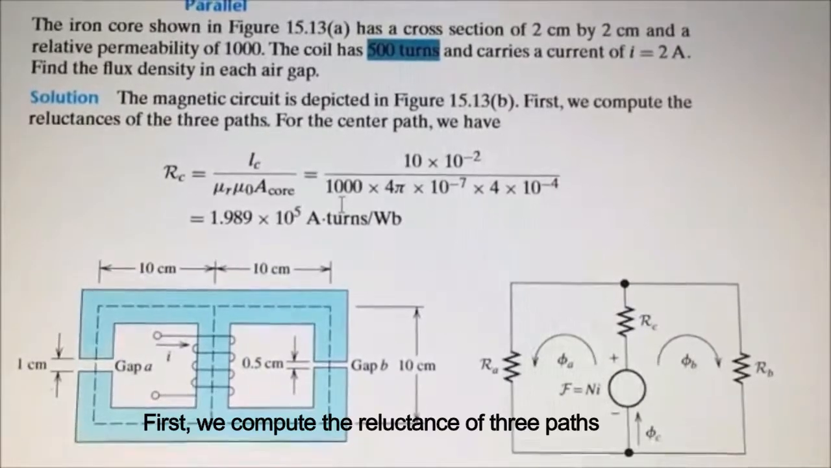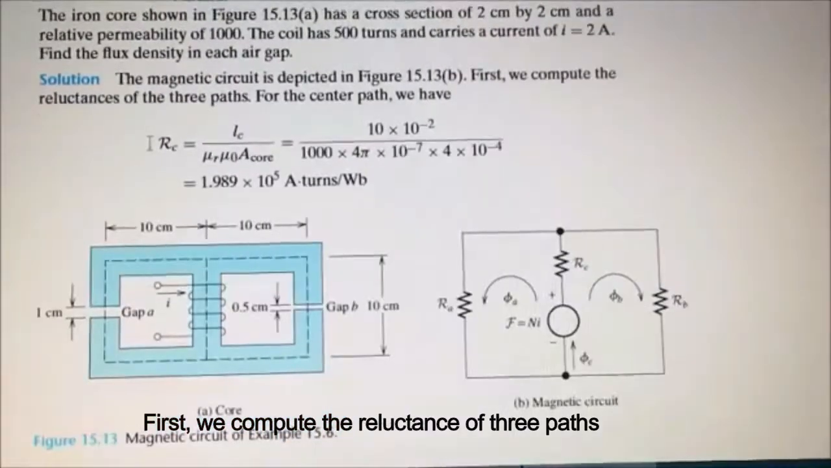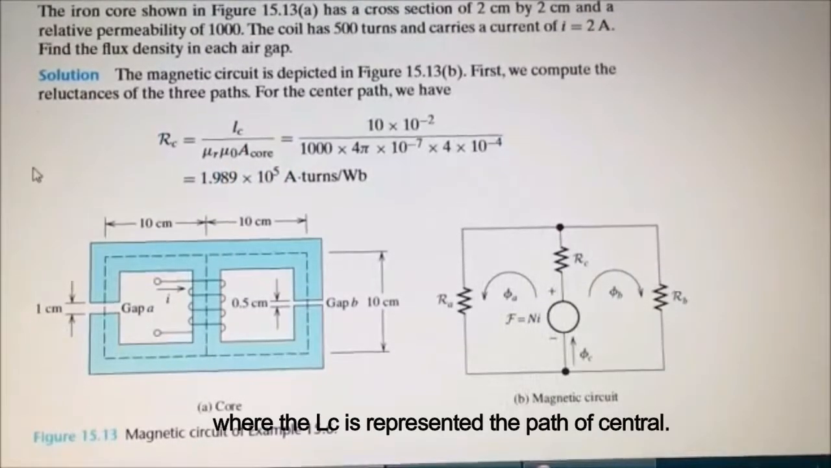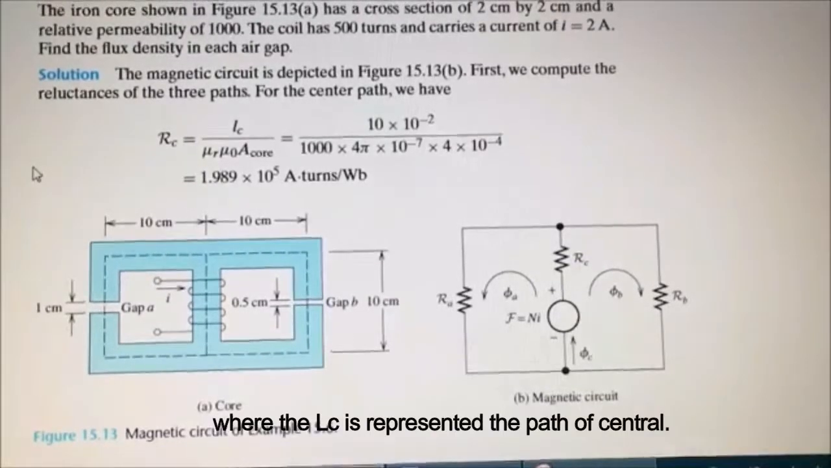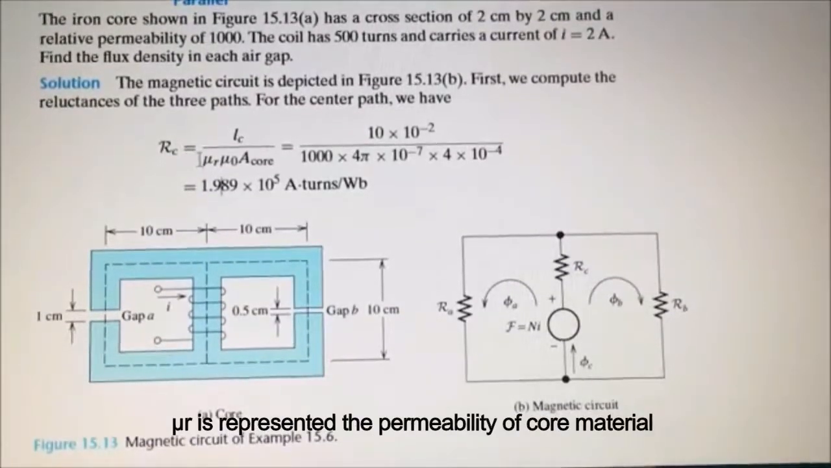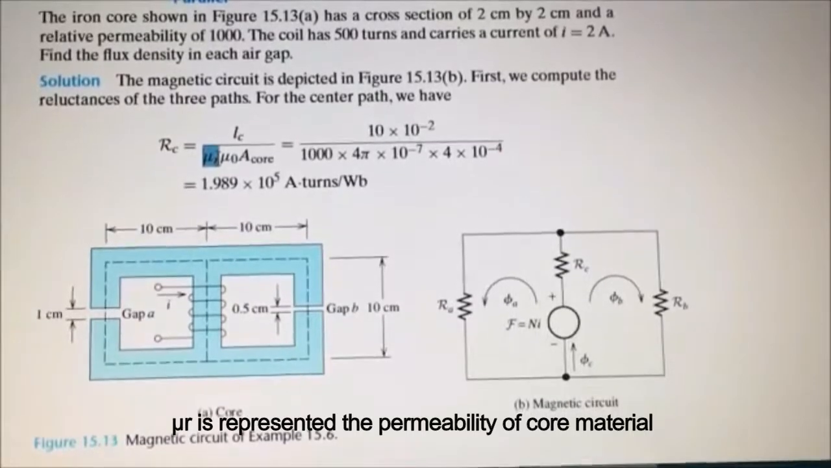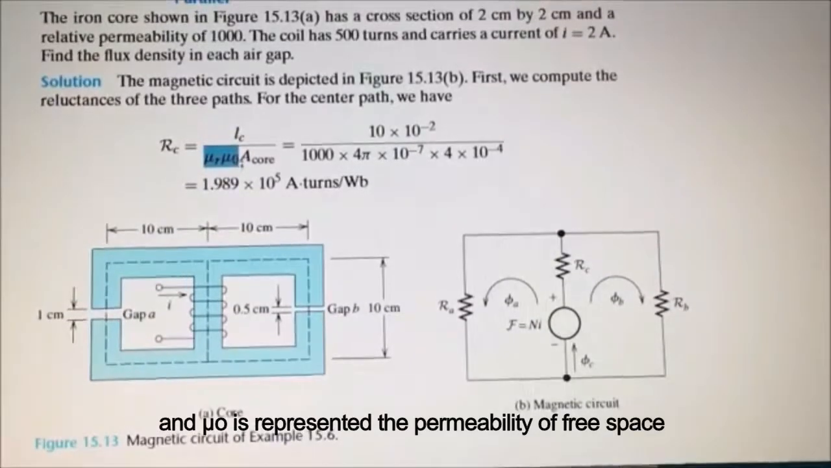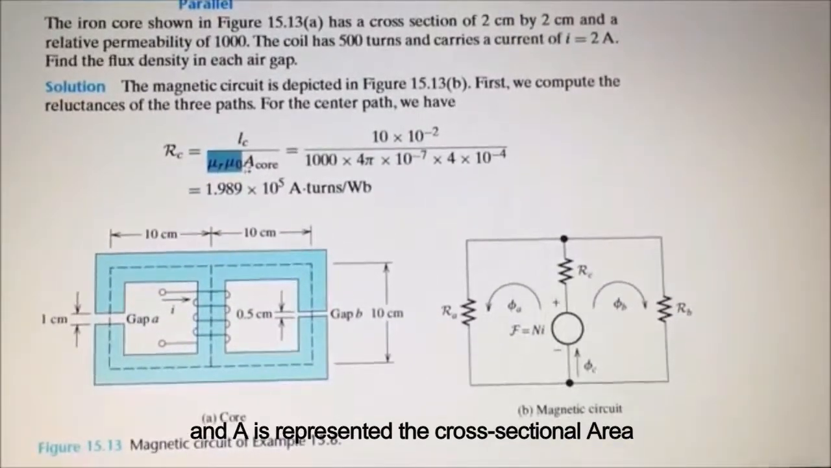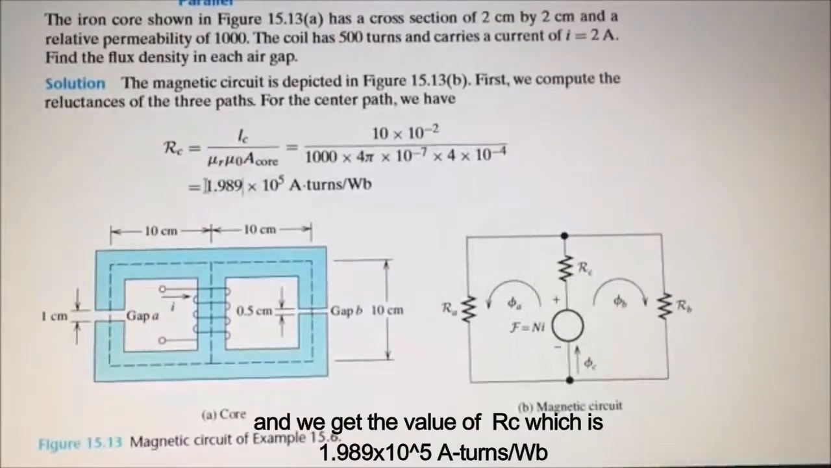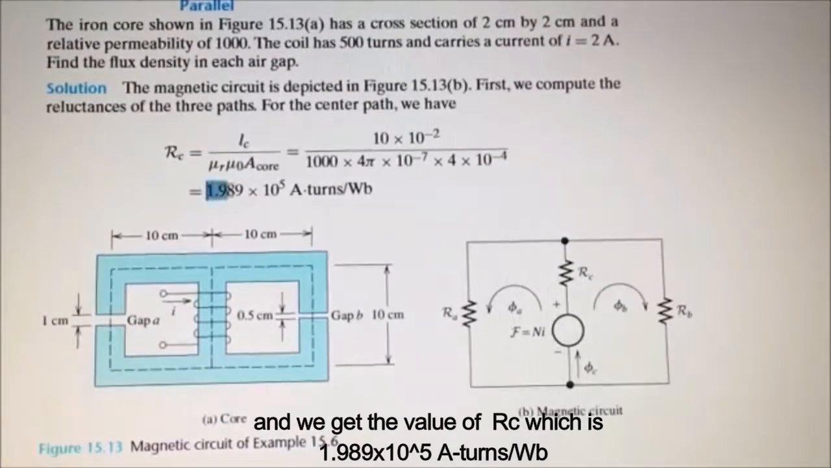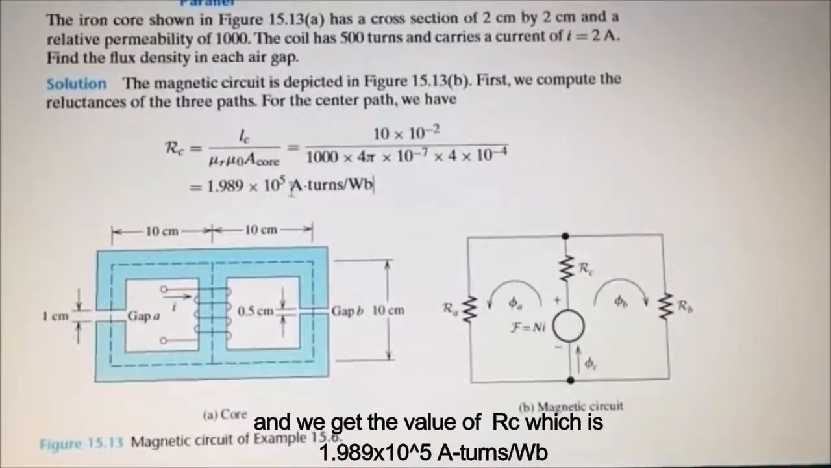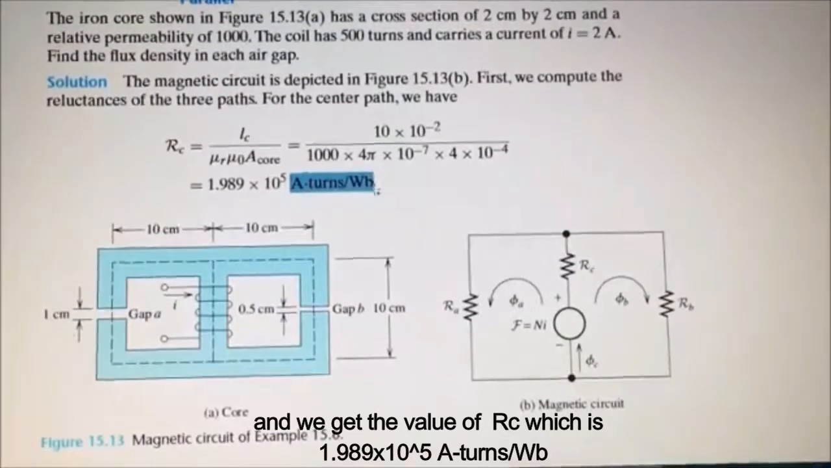First, we compute the reluctance of three paths. This is the equation for finding RC, whereby LC represents the length of the central path, μr represents the permeability of the core material, μ0 represents the permeability of free space, and A represents the cross-sectional area. We get the value of RC as this. Bear in mind that reluctance is in the unit of ampere-turns per weber.